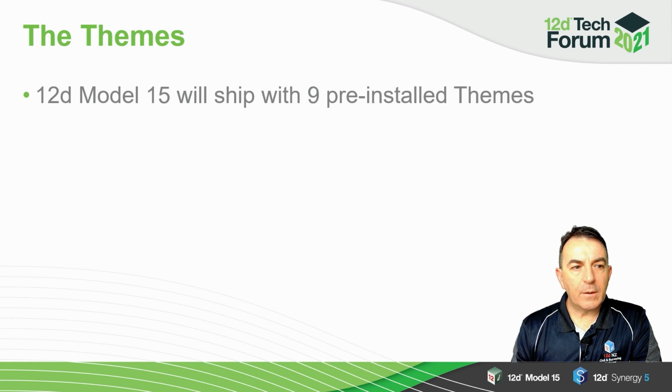So the themes themselves. 12D Model will ship with 9 pre-installed themes. The first one is the classic. This is for those people who don't like change and they want everything to look the same as it did before, the size profiles the same as it was before, and all the menu items exactly the same, but with just those new features slid in there.